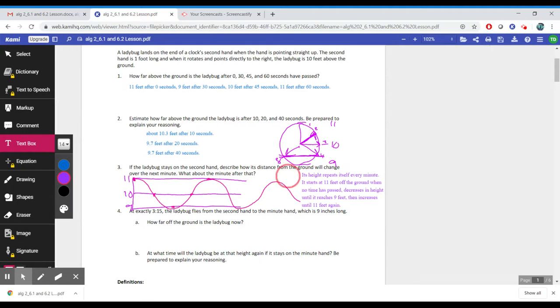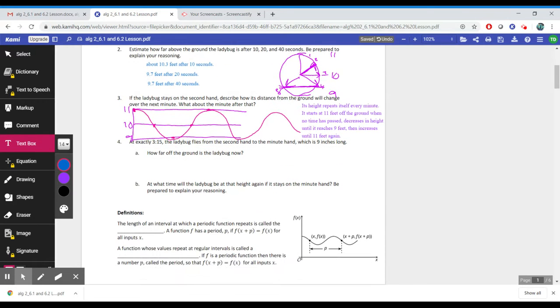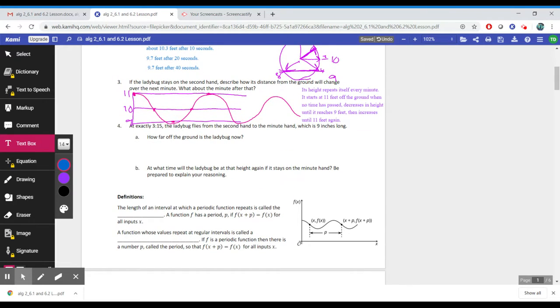So the main idea is just that this height is going to be repeating back on itself. So we start off at the maximum height, we start decreasing in height until we reach the minimum, and then we increase once again until we get back to our original maximum of 11 feet. So that'll do it for number 3.